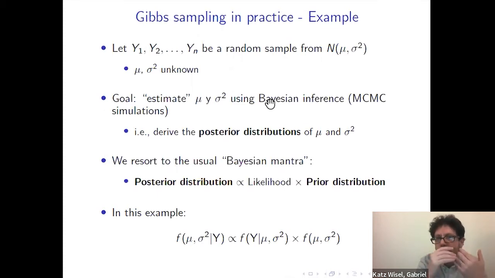And again, in this exercise, I'm going to resort to the Bayesian mantra. The posterior is proportional to the likelihood times the prior, right? So this is what equation 18 says. The posterior distribution of mu and sigma squared, given the data, is proportional to the probability distribution of the data times the prior distribution of the parameters.